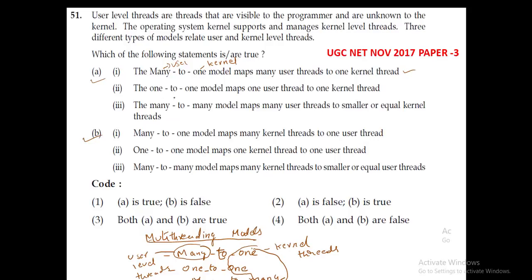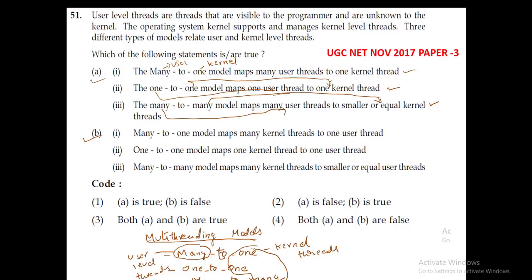And the next one is one to one. The first word is for the user, the second word is for the kernel. So that maps one user thread to one kernel thread. Yes, it matches. So that is also the right one. And in many to many, this many matches with the user level, and this one maps to the kernel level thread. So a many to many model maps many user threads to a smaller or equal number of kernel threads, so this one is also the right one.